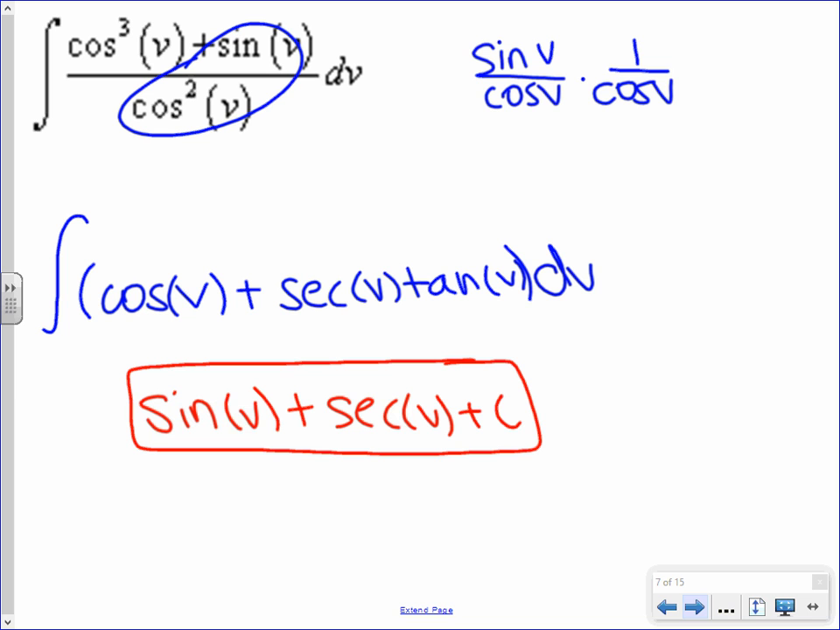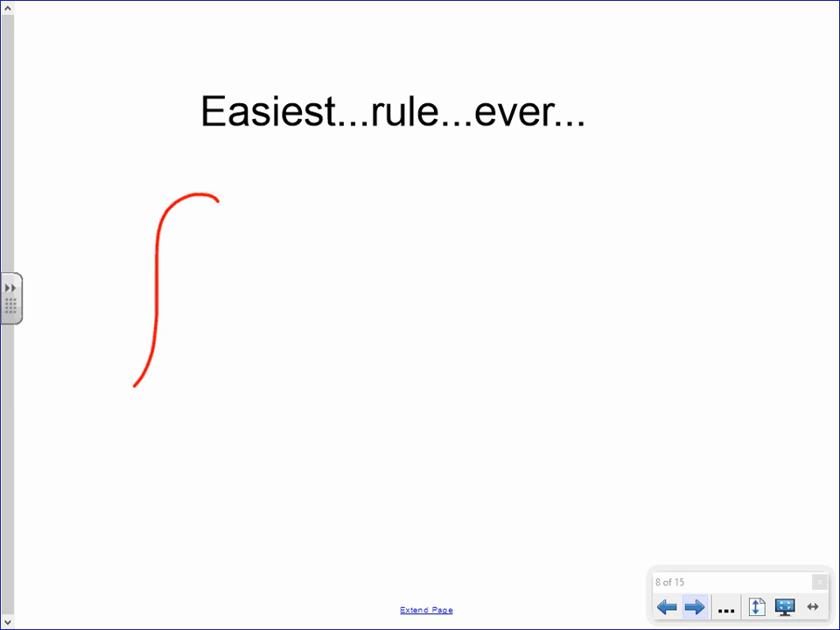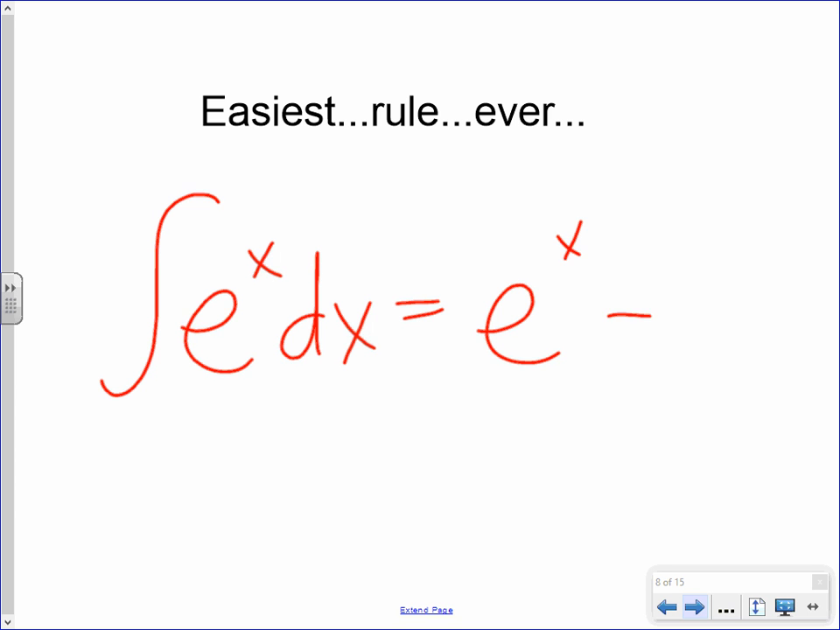When we did derivatives, what was the easiest derivative ever? Constant. The next easiest. There's one easier than x. e to the x. That's what I'm going for here. What was the derivative of e to the x? e to the x. So the antiderivative of e to the x is e to the x plus c.